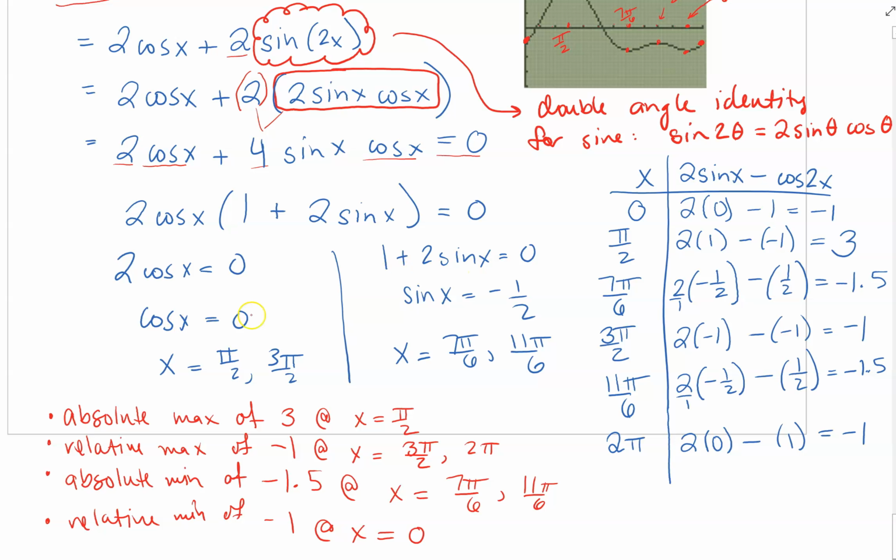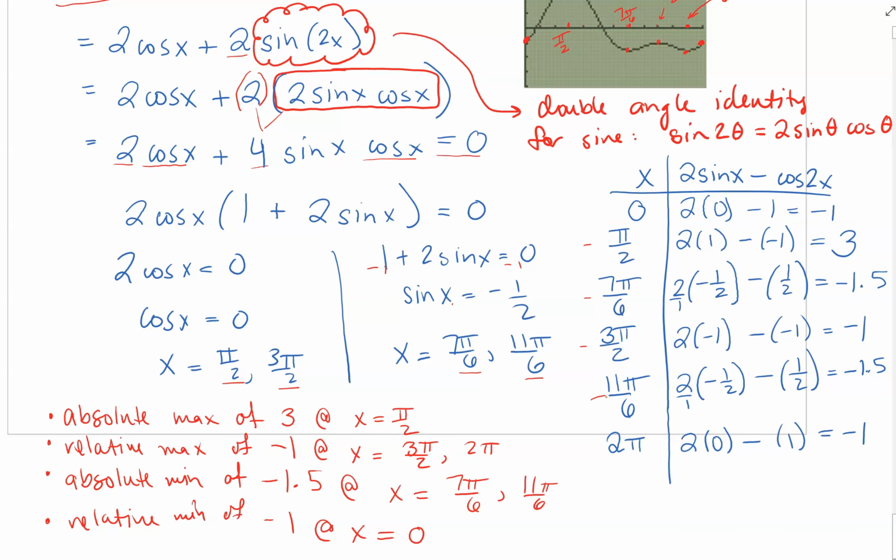So cosine equals 0 at pi over 2 and 3 pi over 2. So those were 2 of my critical points. And then 1 plus 2 sine x will equal 0 when, if I subtract 1 and divide by 2, sine x is equal to negative 1 divided by 2, or negative 1/2. So it's 7 pi over 6 and 11 pi over 6. And those were my other 2 critical points. I kind of put them in order along the unit circle.